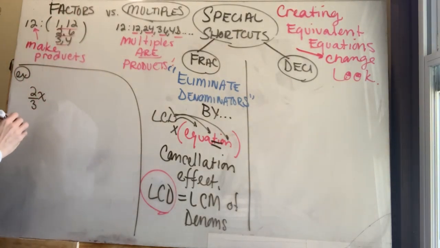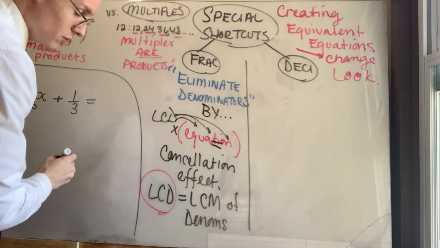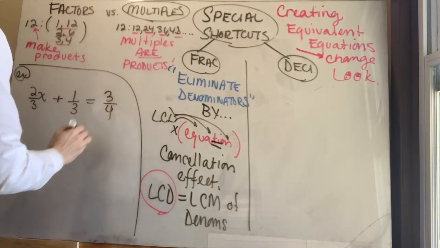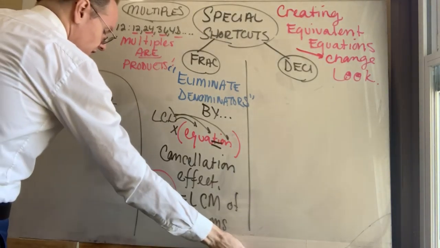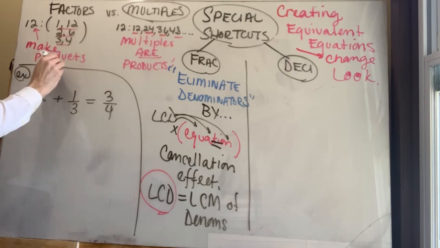2/3 x plus 1/3 is equal to 3/4. Okay. Basically, stare at the denominators.